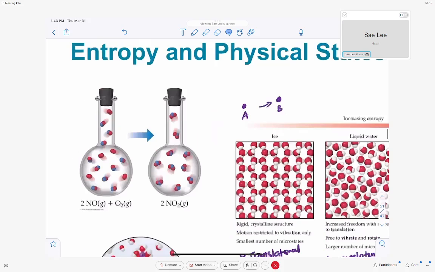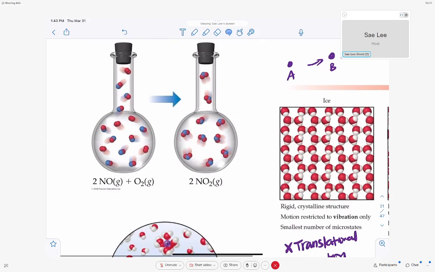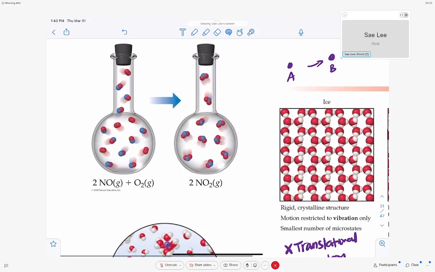This diagram is showing a case where the number of gas molecules reduces in a chemical reaction. As you can see, when you're performing a reaction between nitrogen monoxide gas and oxygen gas to make nitrogen dioxide gas, the number of gas molecules decreases from 3 moles, 2 plus 1 is 3 moles of gas, to 2 moles of gas.